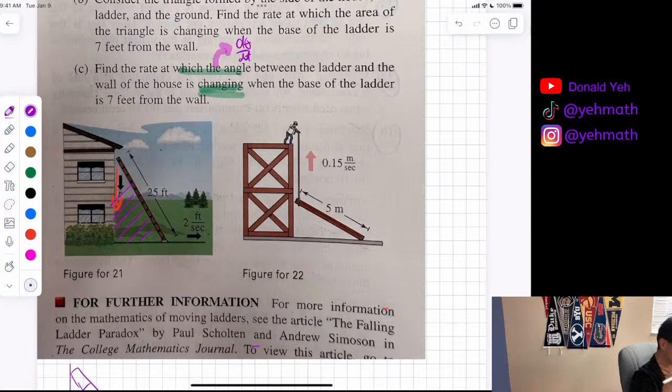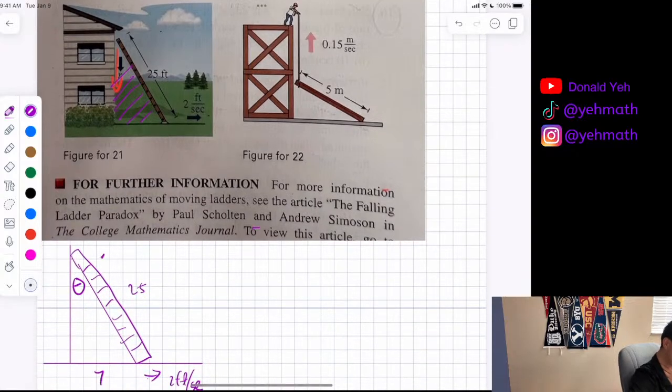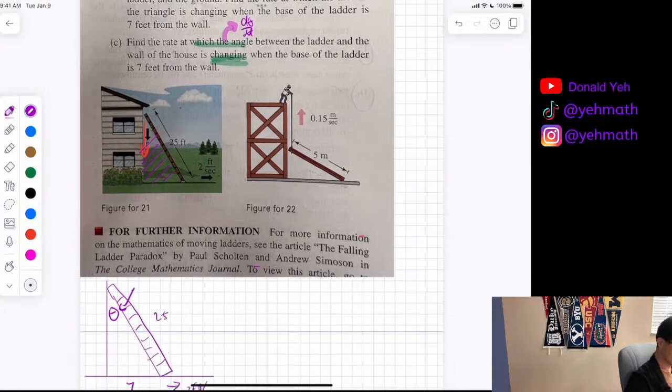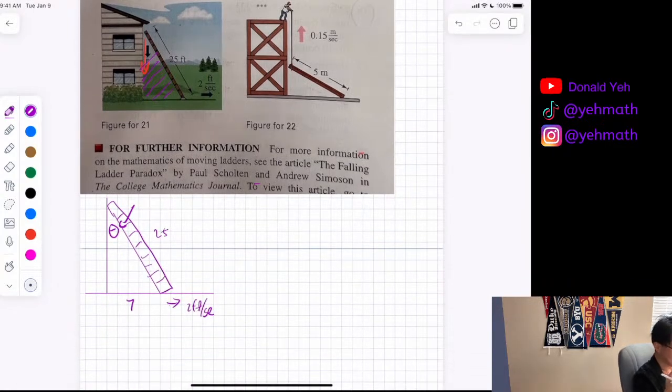And also they talk about a specific angle, so they are angle on the top. Any questions? But everything else stays the same. Bottom 7 feet, the dx dt is that.